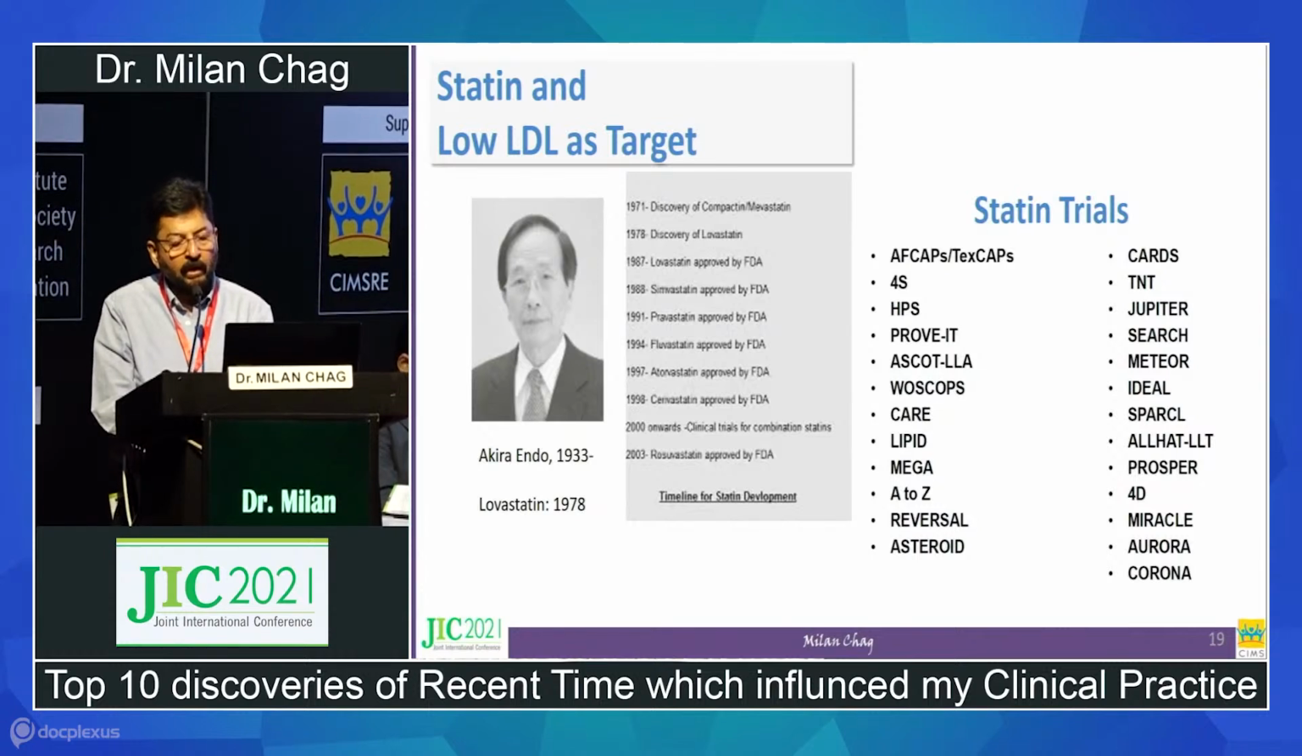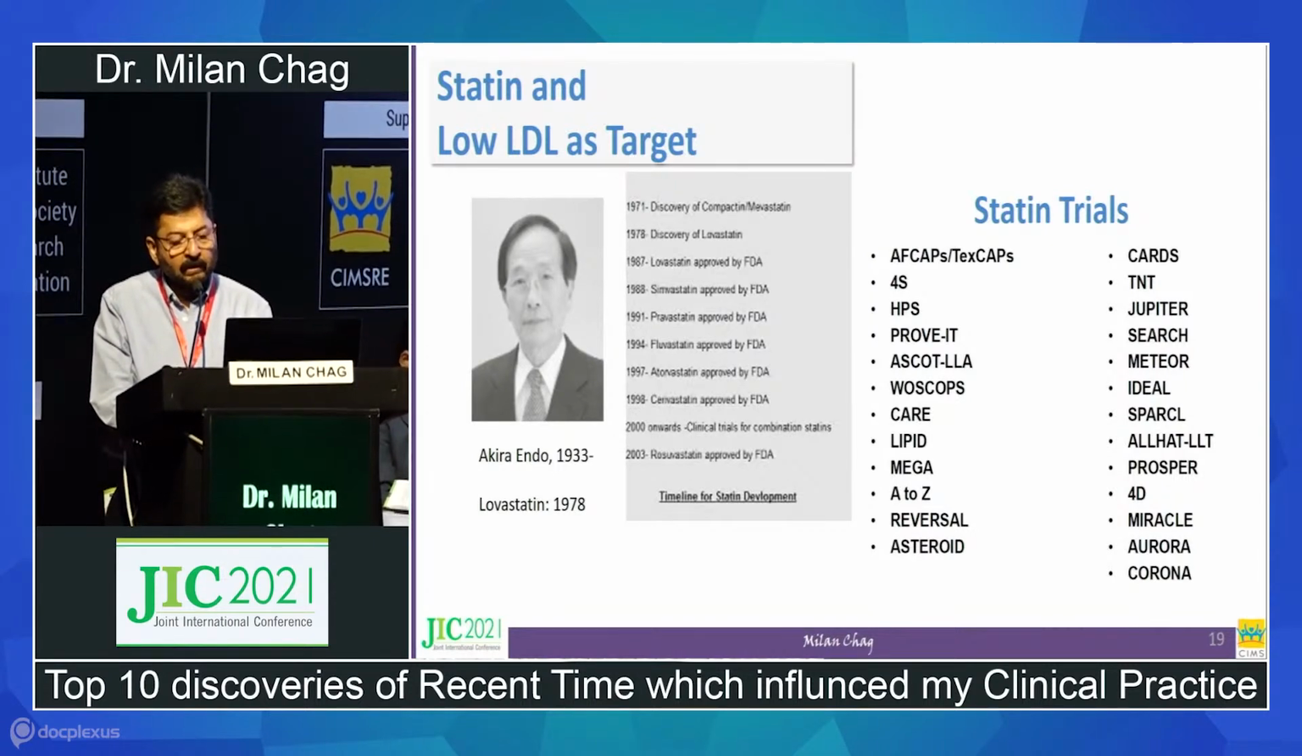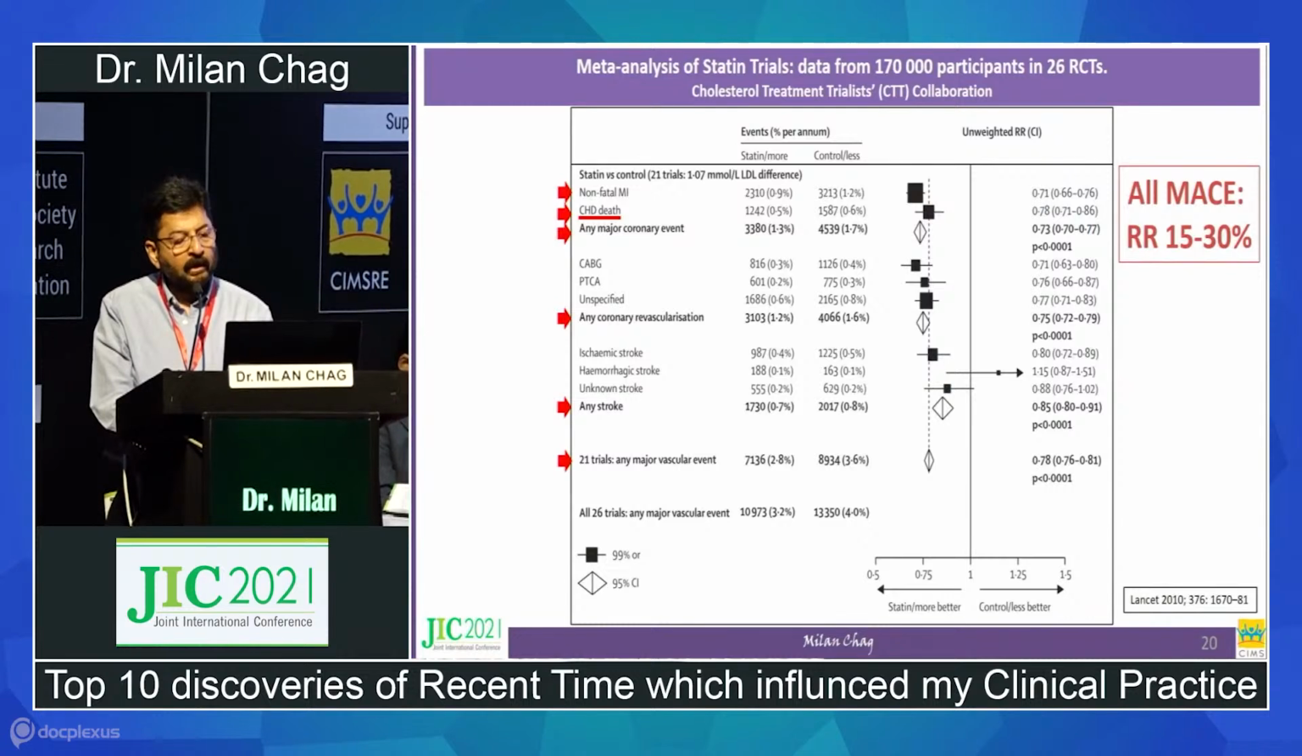Another group is statin, and the concept of its use for primary and secondary prevention and to have low LDL from early life. This concept has evolved over the last 2-3 decades. Lovastatin was discovered by the Japanese scientist Akira Endo in 1978, and it was approved by FDA 9 years later in 1987. And the rest is a remarkable history. More than 25 large randomized control trials have shown clear benefits of lowering LDL.